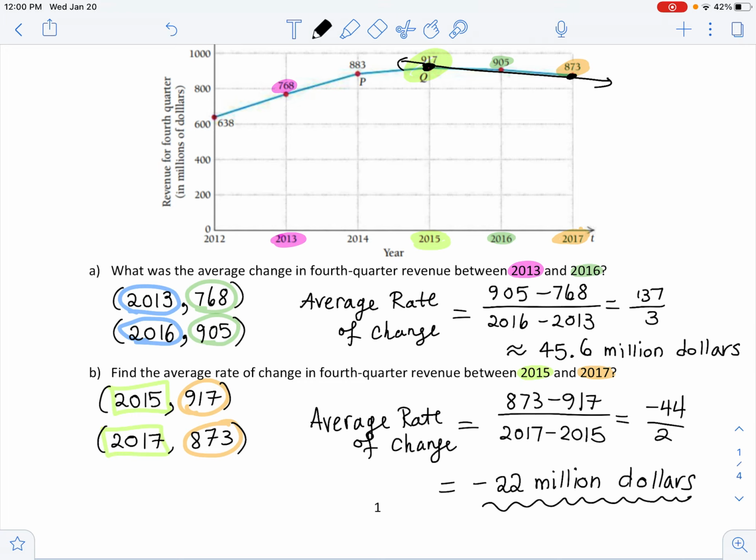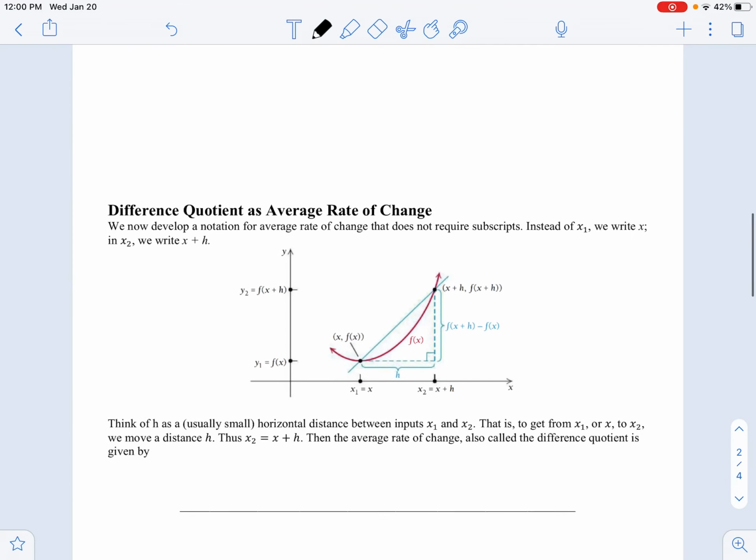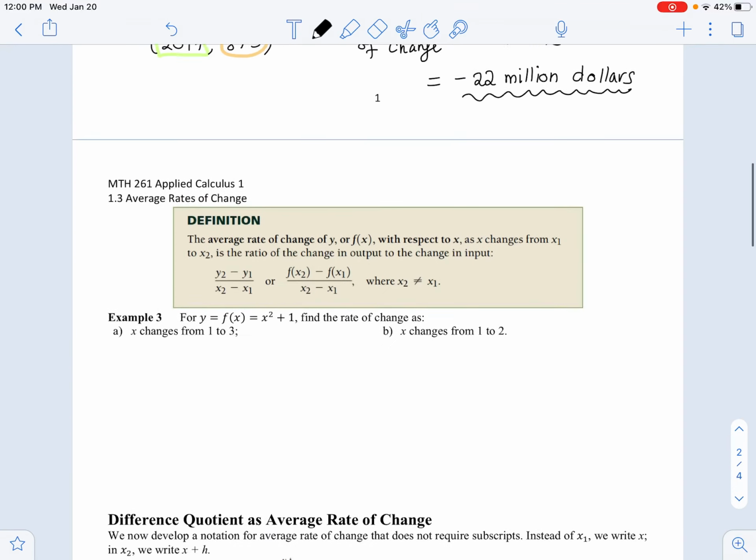So we looked at 2 examples, a couple basic word problems involving average rate of change. I will be back in my other video to go over example 3 and start the difference quotient.